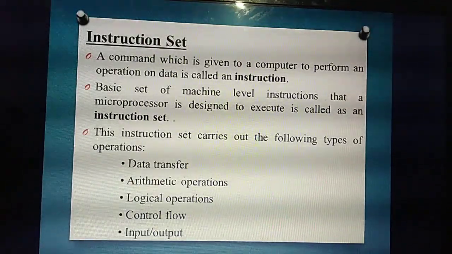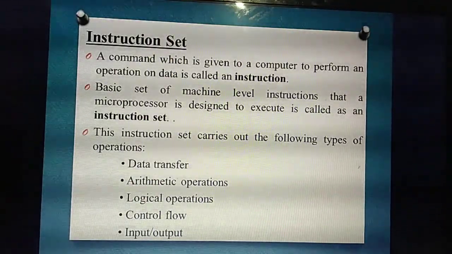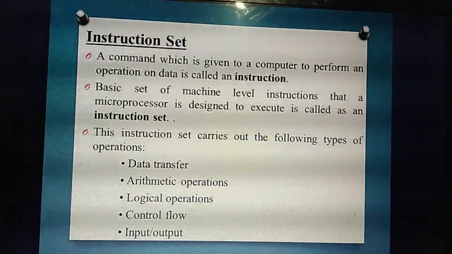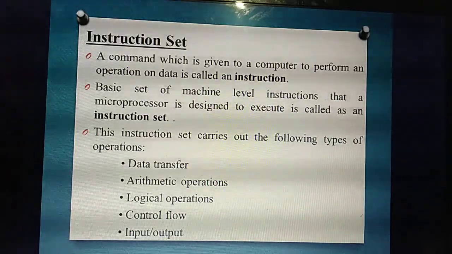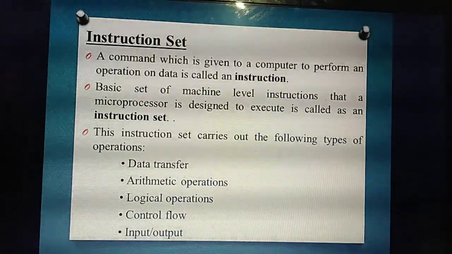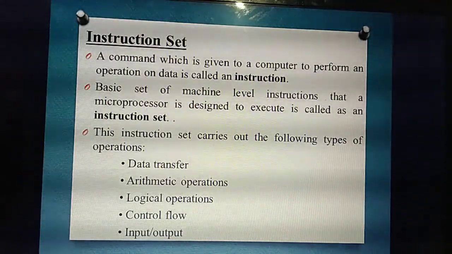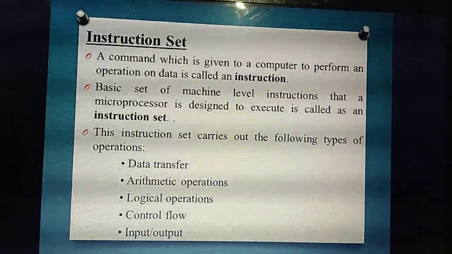Next one is input and output. What do you mean by input and output? The data you are giving is the input, and after processing that data you will get the output. Understand? So in this slide, this is the second characteristic of the microprocessor. What's the second characteristic? Instruction set.